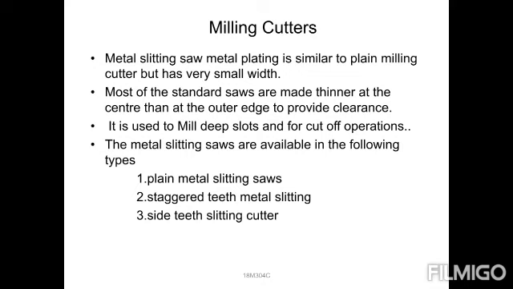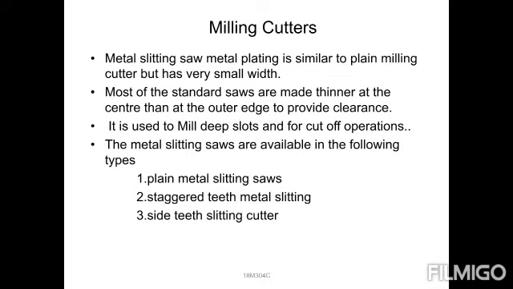Most of the standard saws are made thinner at the center than at the outer edges, to provide clearances. This type of cutter is used for cutting operations. It is used to mill deep slots, for cut off operations.